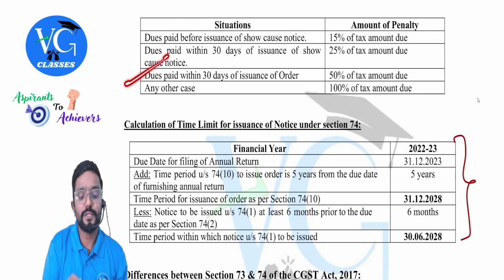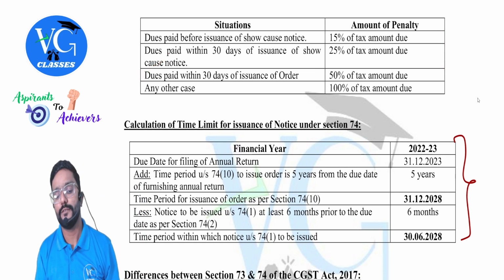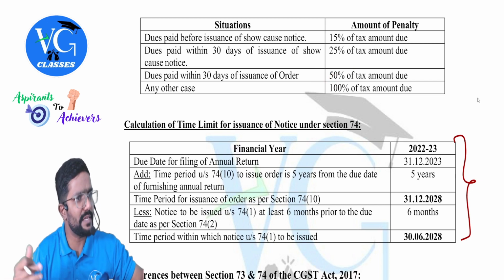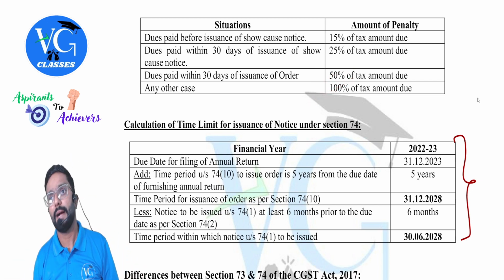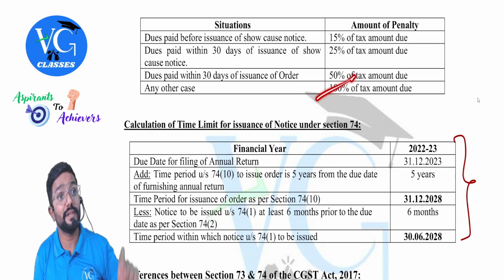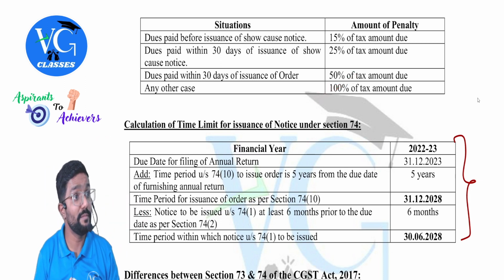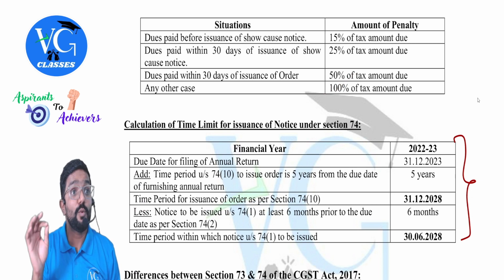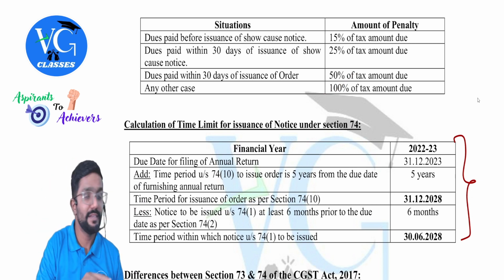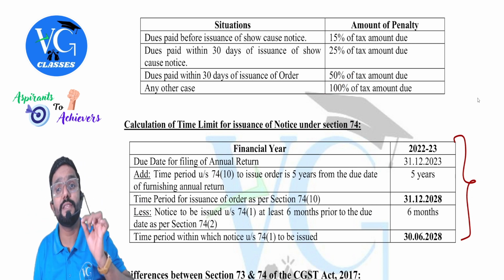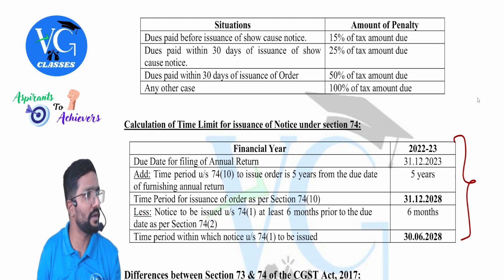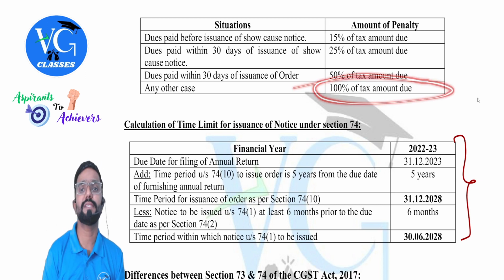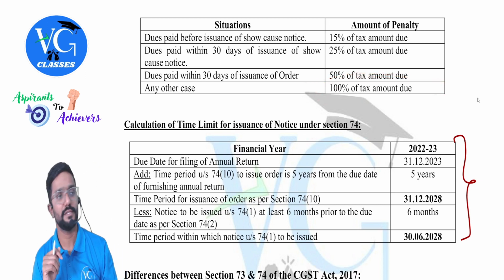Last. Dues paid within 30 days of the order, 50% of the tax. Sir, paid after that, that is after 30 days, any other case, then 100% of the tax due. Sir, where is it given? Subsection 1 told something, you remember? Penalty can be equivalent to the amount of tax. So if the amount is not paid within 30 days of passing the order, then it is 100% of the tax amount, guys.